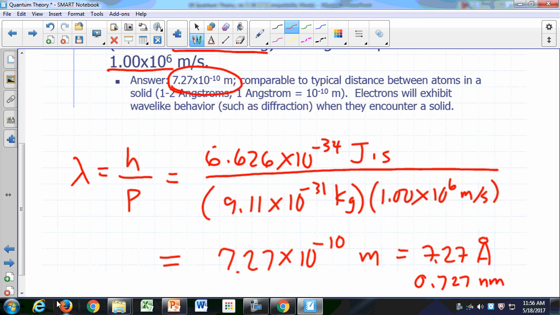What's interesting about this result is that the typical distance between atoms in a solid or in a molecule will be 1 to 2 angstroms, and 7 angstroms is comparable to that. And so, because that wavelength for these electrons is comparable to the distance between the atoms, the distance between the barriers that they will encounter if they were to encounter a solid, then you would expect to see a diffraction pattern coming from the electrons when they encounter a solid.